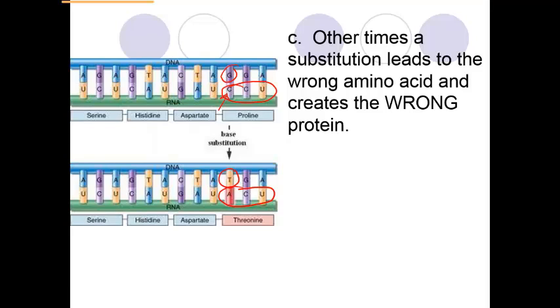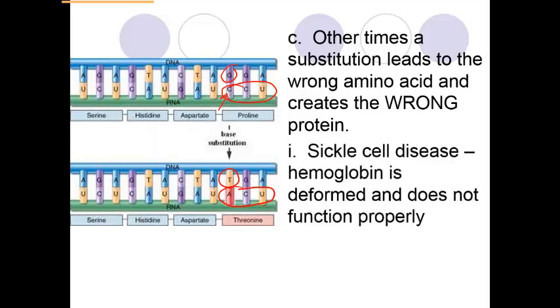So now our protein is different since the amino acid sequence is wrong. This happens in sickle cell disease. Sickle cell is where the hemoglobin in your red blood cells is deformed, so it doesn't work properly, which can be incredibly dangerous because hemoglobin is what carries oxygen in your red blood cells.